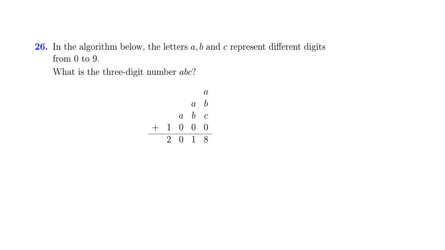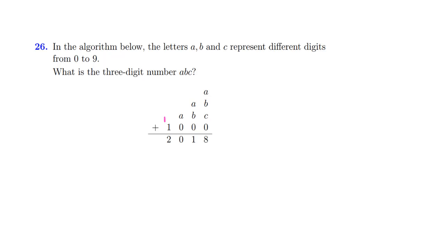Let's actually start from the left-hand side. How is it possible that when we added 1,000, we ended up with 2,000? We would have had to have regrouped 1 from the second column, the hundreds column. Okay, so what does that mean then?